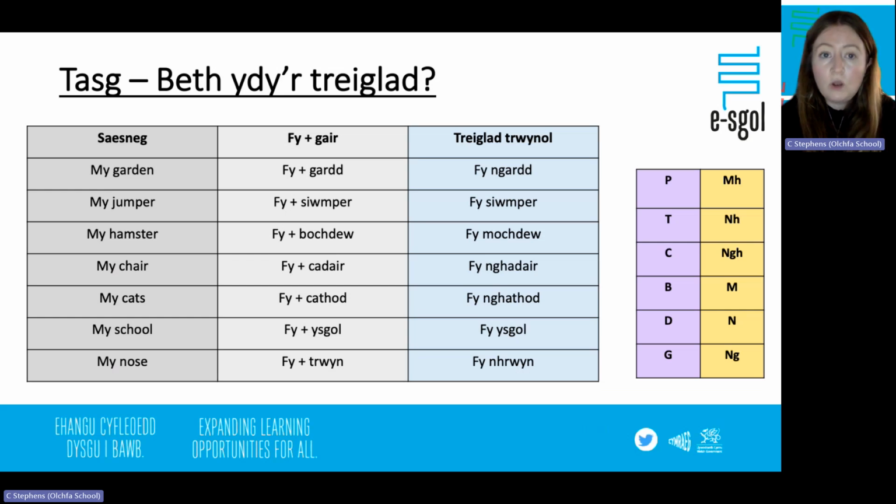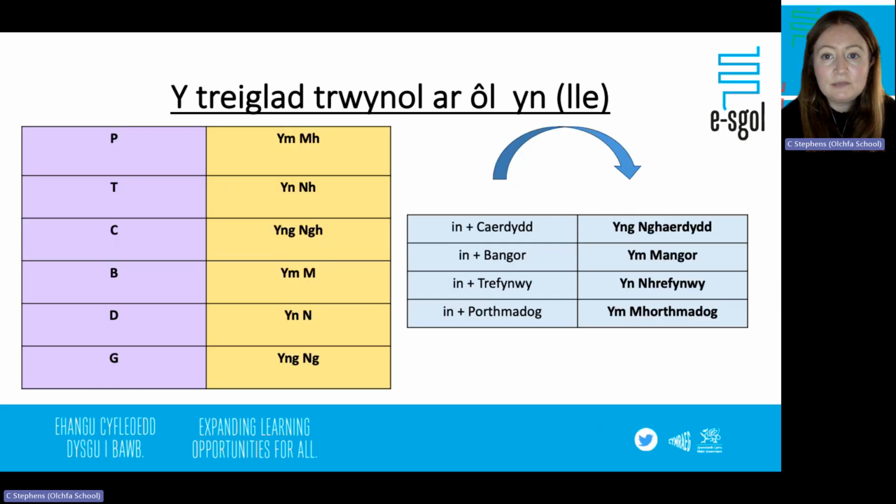so that's where you get fy nhrwyn from. So what I want you to be mindful of here is if you're using the word fy, which means my, you will need a mutation, a treiglad trwynol, a nasal mutation if the word that follows starts with patyca or bydyga. Okay? Iawn te. Yn symud ymlaen te.